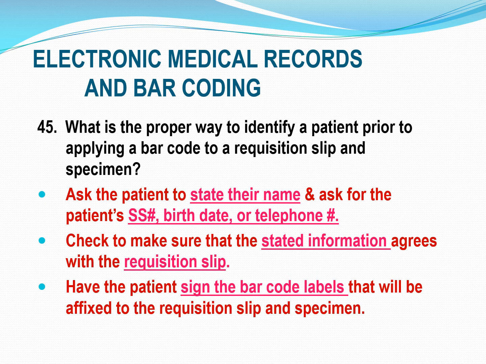You check to make sure that the stated information agrees with the requisition slip that you should have in your hand, and as they are stating their name and their date of birth, you're looking at that requisition slip to make sure those two things are the same. Then you have the patient sign the barcode labels that will be affixed to the requisition slip and the specimen, so that the patient looks at it too, and that's another set of eyes on it to make sure it's correct.